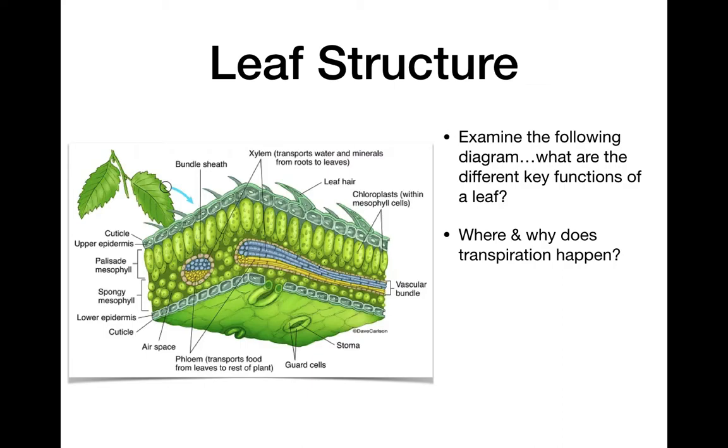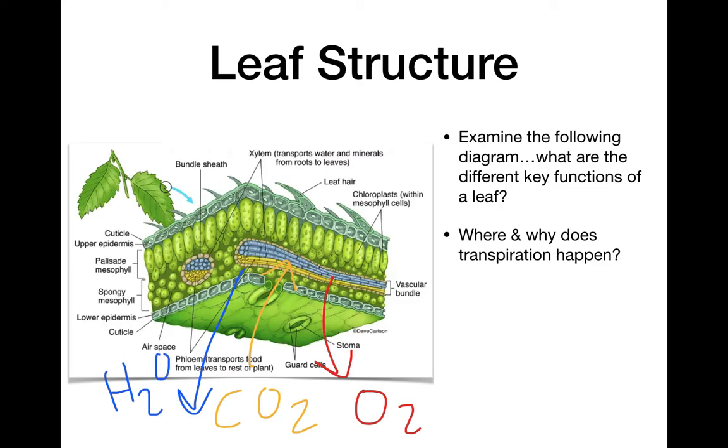And it happens because we have to have an opening for gas exchange to occur. We have to have a spot for carbon dioxide to come in and for oxygen to come out, right? So I have my CO2 going in, and I have my O2 coming out. And unfortunately, because those guard cells have to be open for that to happen, I'm also going to lose a little bit of H2O as vapor. And it's an unavoidable consequence of having the guard cells open.